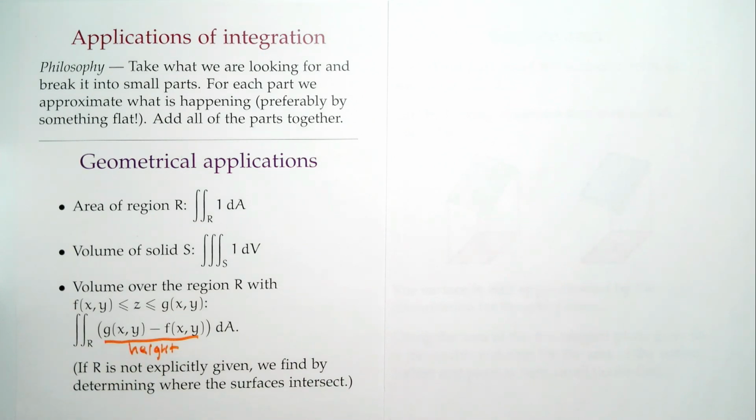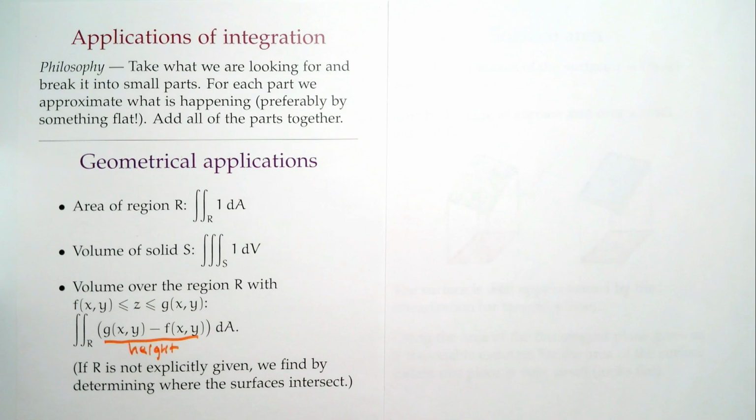and if you think about it, it makes sense, because a height I can think of as a measurement, a one-dimensional measurement. dA I can think of as like a two-dimensional measurement. If I multiply a one-dimensional by a two-dimensional, I'll get up to a three-dimensional measurement, which means that I'm really breaking this up into little pieces of volume, and then I'm adding the little pieces of volume together.